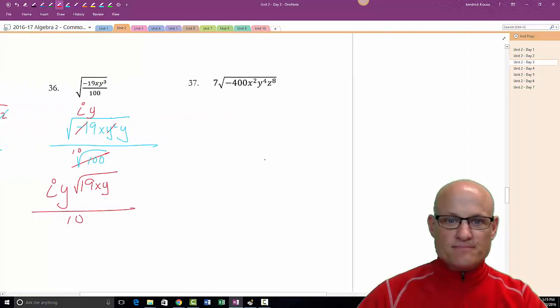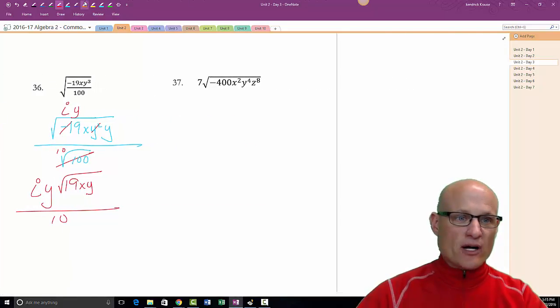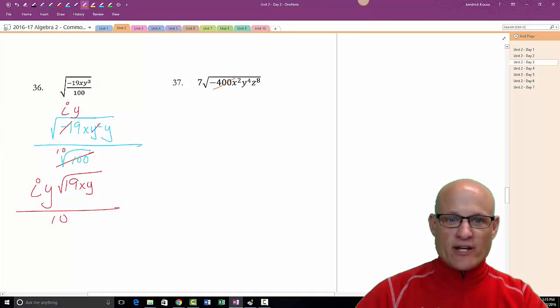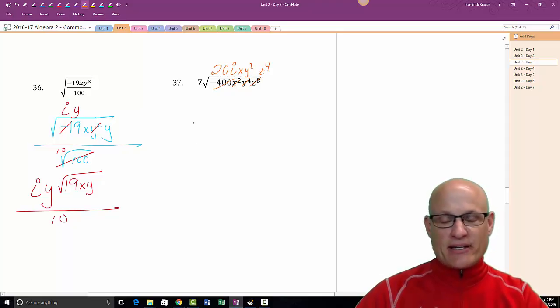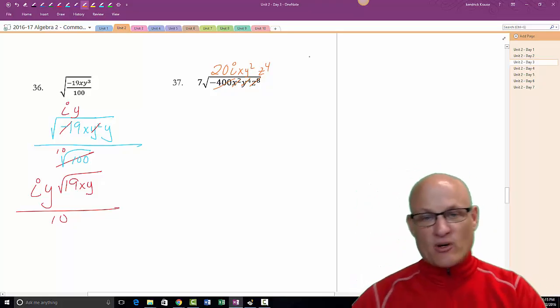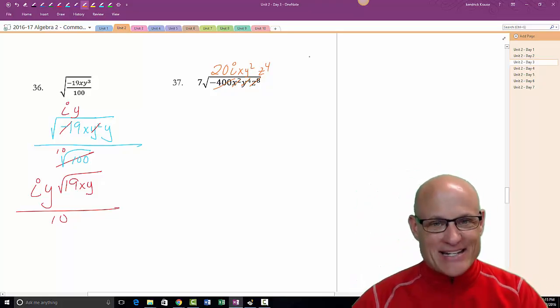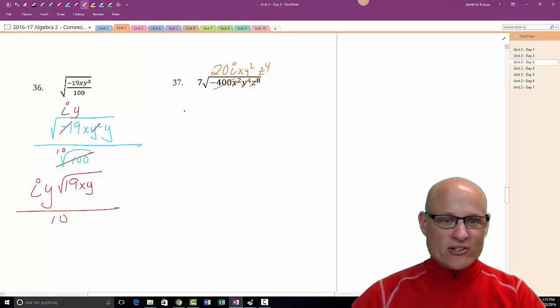All right, almost done. These are all perfect squares. Yay! The square root of negative 400 is not negative 20, it's 20i. The square root of x squared is x, the square root of y to the 4th is y squared, and this becomes z to the 4th. I can't tell you how many kids are going to try to take the square root of a negative number and think it's negative. It is not negative. It is i. So this is 140i x y squared z to the 4th.